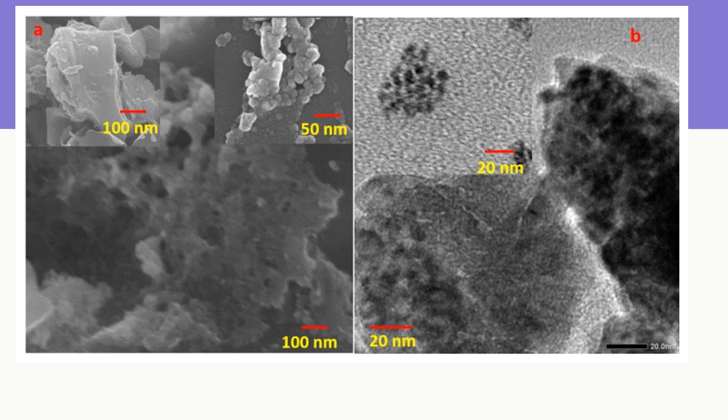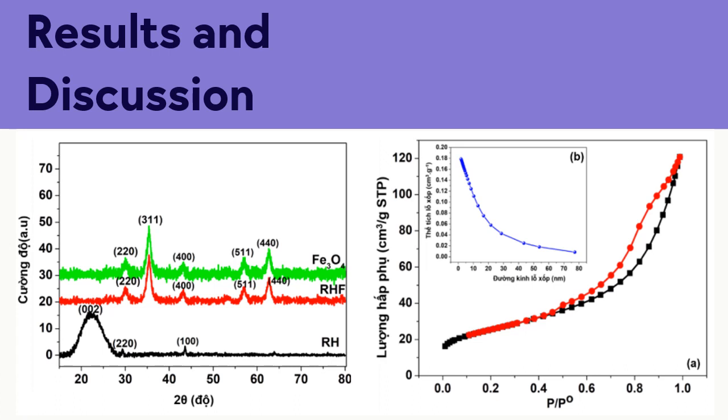The X-ray diffraction shows that characteristic peaks of both iron oxide and rice husk are present in the material, but with a lower intensity. This may be due to the iron oxide particles being interspersed between or on the surface of the carbon sheets, as indicated in the TEM results.